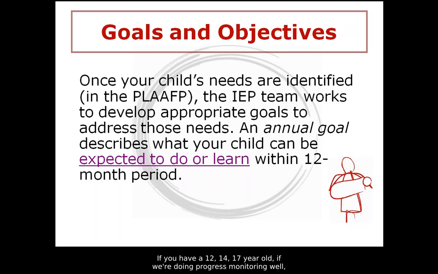If a 12, 14, 17-year-old, if we're doing progress monitoring well, we've collected data throughout the years, and we're able to say, on average, Kelly usually makes 8 to 10 months progress in any given school year. Or on average, Kelly makes a 4-month progress in any given school year. We've seen it the last 3 years, which is fine. Due to my disability, that is really good progress. But we need to have that data to monitor that progress.